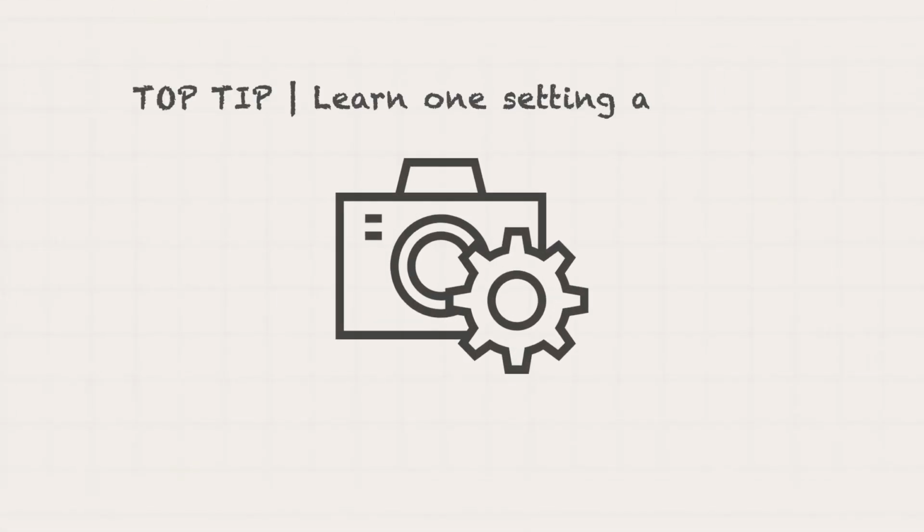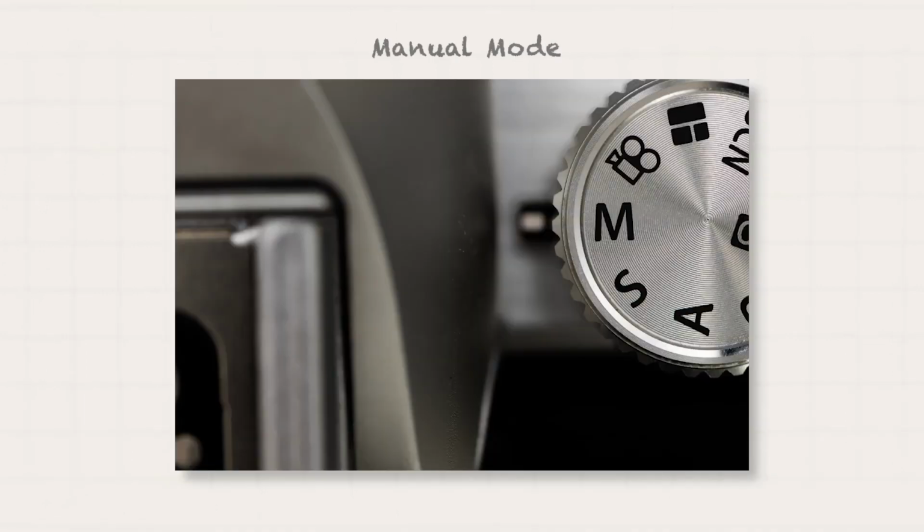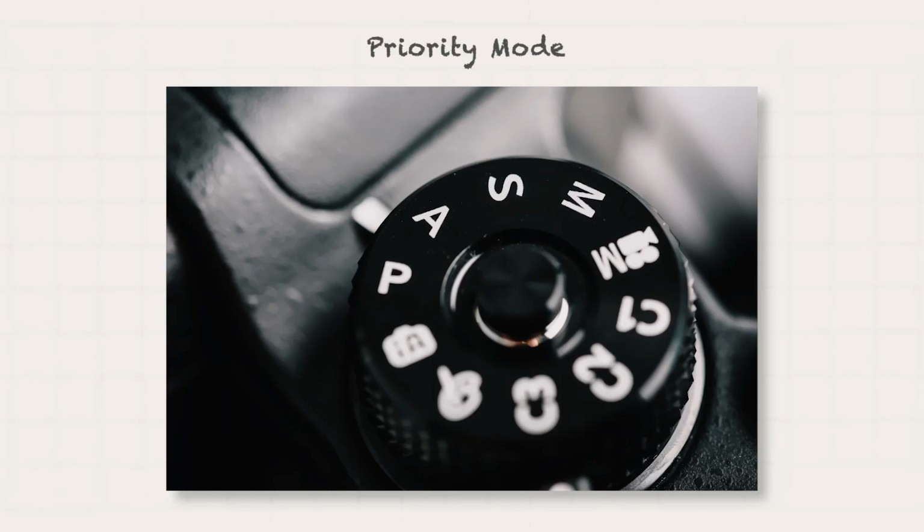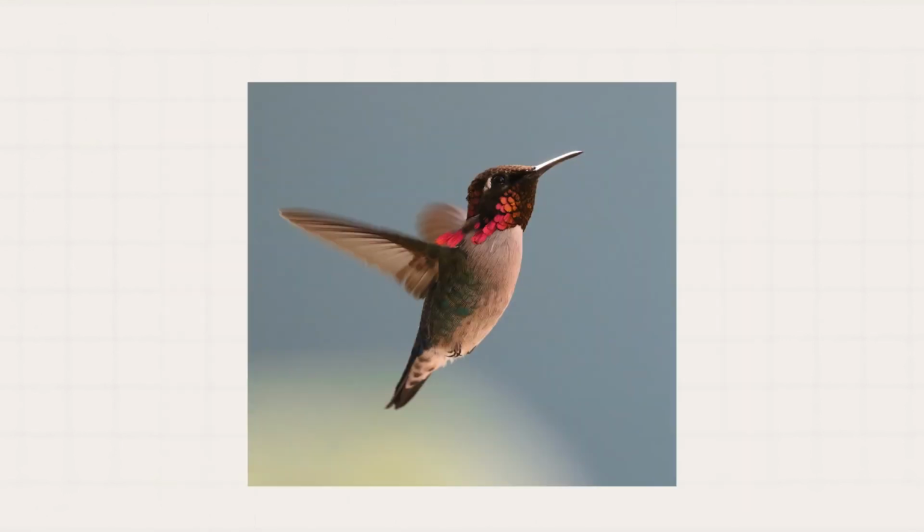My top tip is to learn one setting at a time. I use manual mode 90% of the time, and I encourage you to really practice it. But if ever it gets overwhelming, start with the priority modes. Decide what your creative priority for the photograph is. Is it the magical blur or the freezing of time?